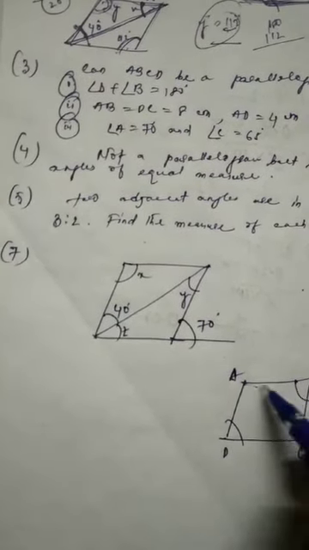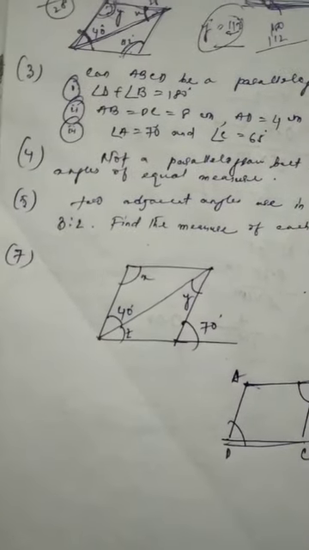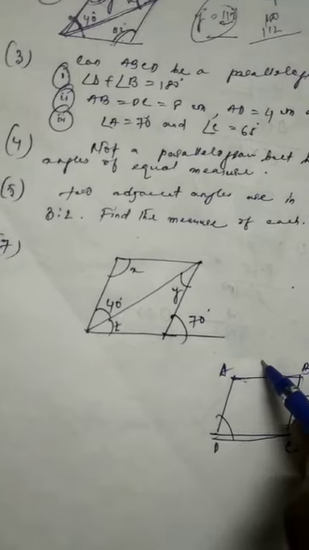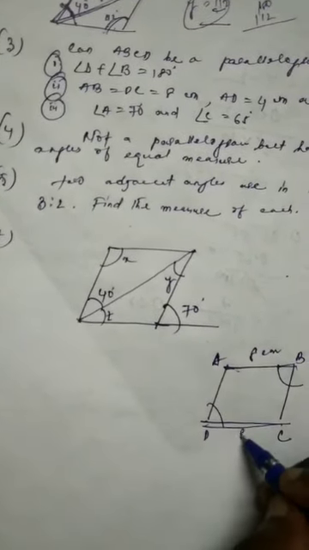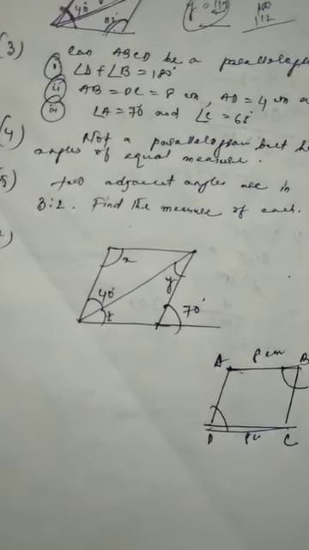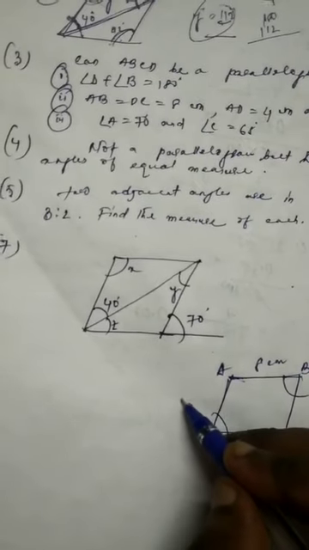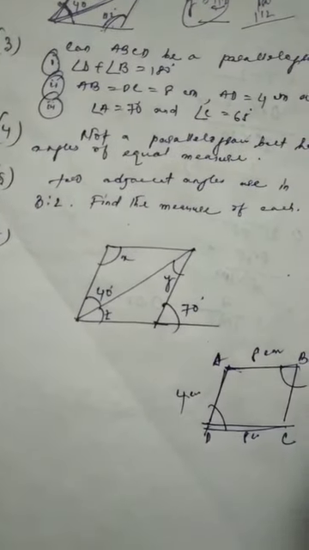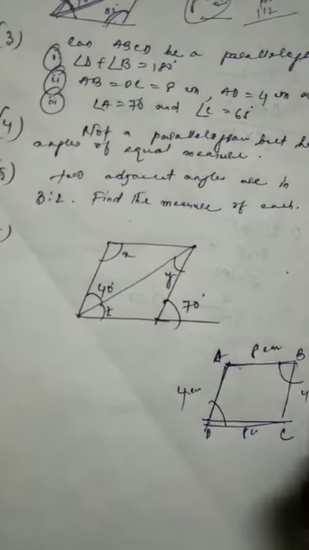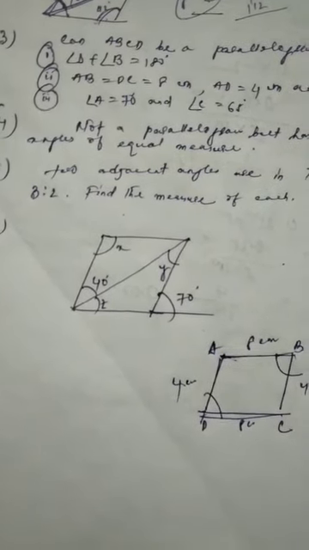Next, AB is equal to DC, 8 centimeters. This is 8 centimeters. AD is equal to 4 centimeters. And BC is equal to 4.4 centimeters.